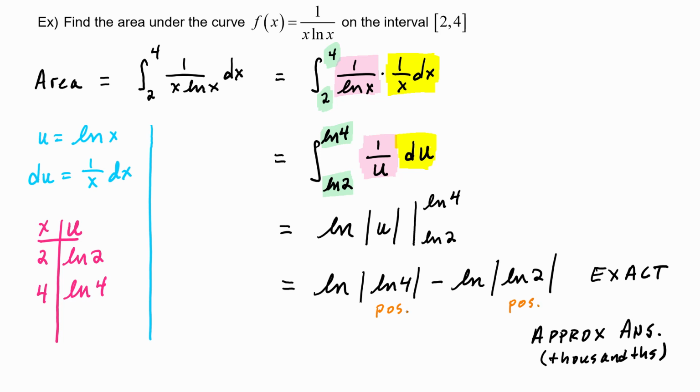Now, you know both of those are positive because if you made a quick sketch of natural log, you know that it crosses the x-axis at 1. So then the natural log of 4 is over here somewhere, which is a positive number. And the natural log of 2 is over here somewhere, which is also a positive number. Now, if we plug those into our calculators, we would get approximately 0.693.